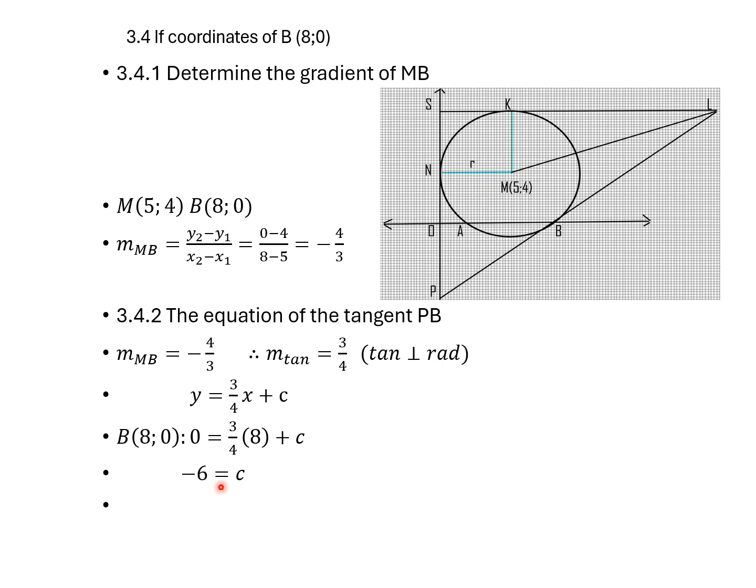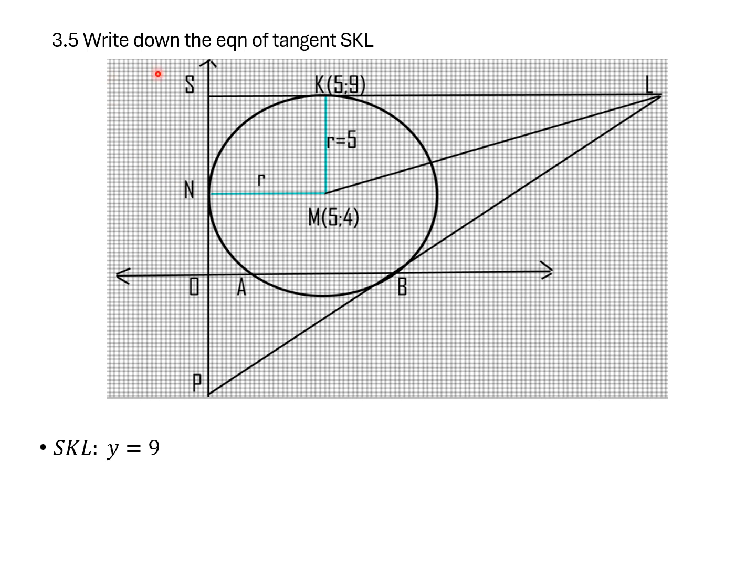So c equals negative 6. So my equation is y equals 3 over 4 x minus 6. Right, and there's the equation of my tangent. Right, next question. Write down the equation of a tangent SKL.